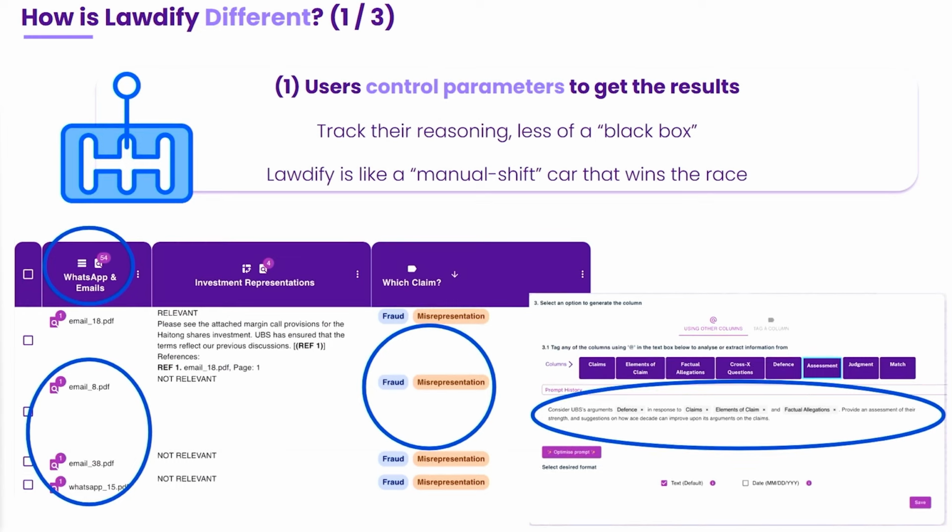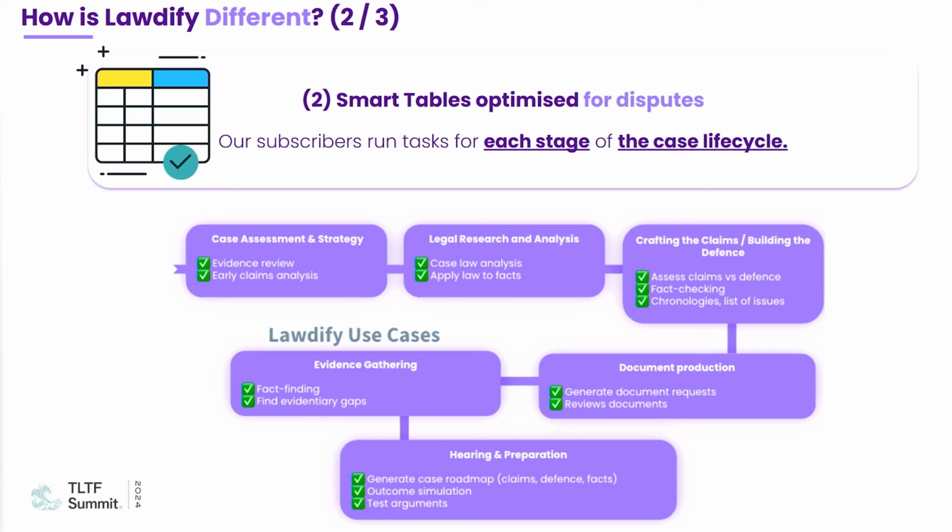One of our key differentiators is that our users love having control of the parameters to get the results. They're not sitting there passively waiting for the result to be spit out from some black box chatbot. Instead, they can track their reasoning, because they can control every aspect of these tables, from what goes in the columns to the rows to the cell and which documents to refer to. Having control of these parameters is like having a manual shift car that can actually win the race against an automatic car. Our second differentiator is that we are optimized for disputes.